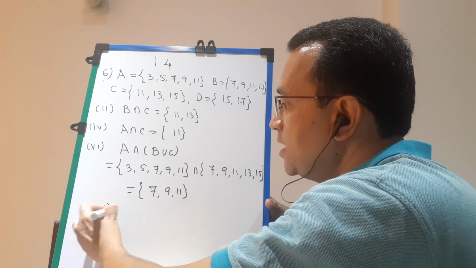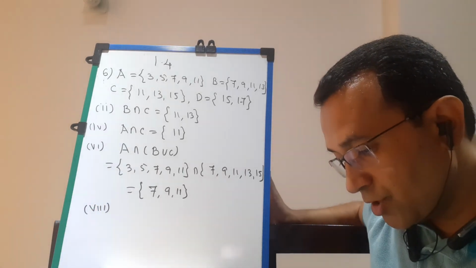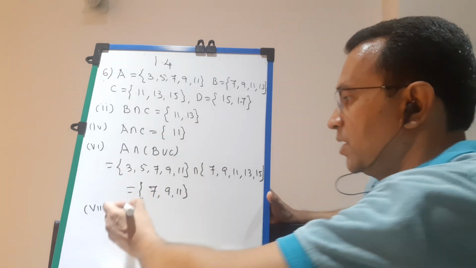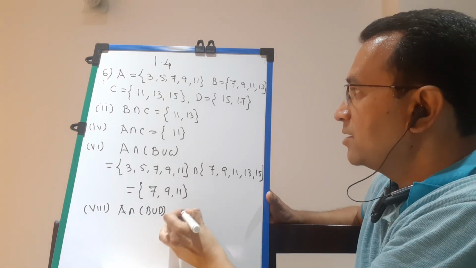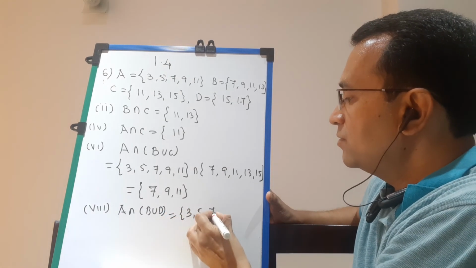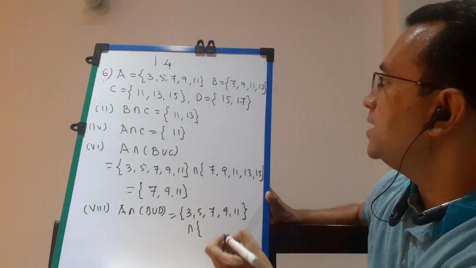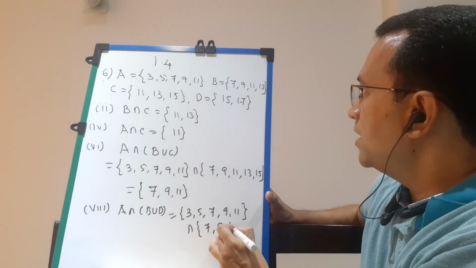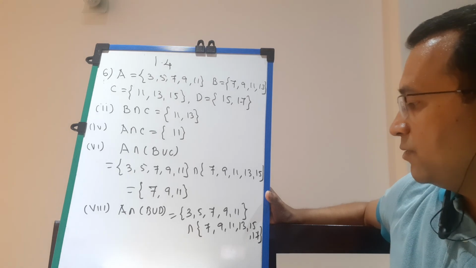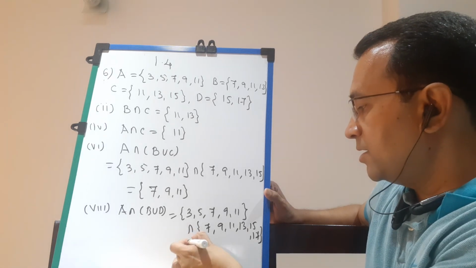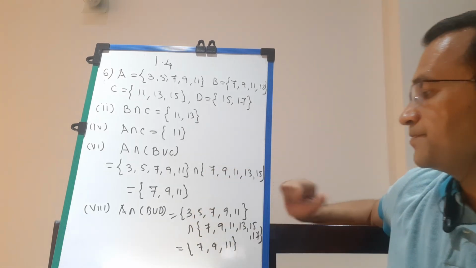Then students, eighth part. It is A intersection B union D. What is A? 3, 5, 7, 9, 11. Its intersection with the union of B and D: 7, 9, 11, 13, 15 and 17. What is common between these? Then the answer is 7, 9, 11.